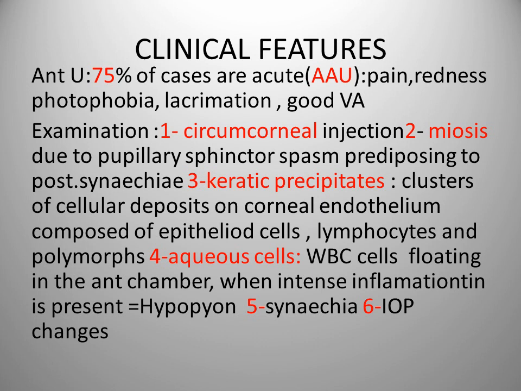On examination, circumcorneal injection, and miosis due to pupillary sphincter spasm, and this miosis might predispose to posterior synechiae, which is adhesion between the posterior surface of the iris and the anterior surface of the lens. Also, these clusters of cells might deposit on the back of the cornea, forming what we call KPs or keratic precipitates, which are composed of white blood cells, lymphocytes, polymorphs, and epithelial cells.